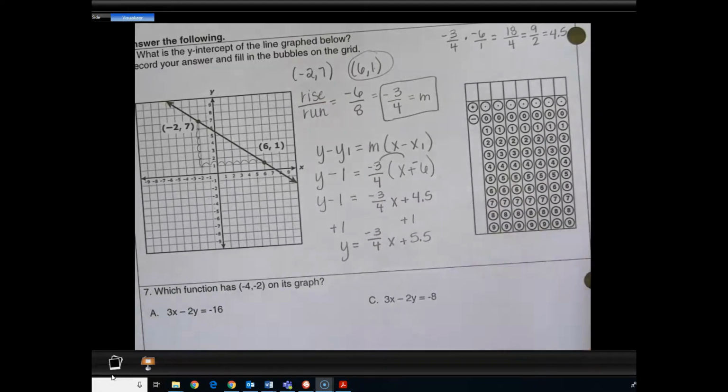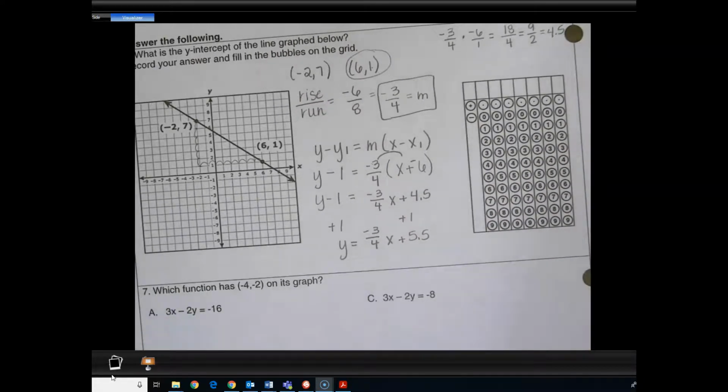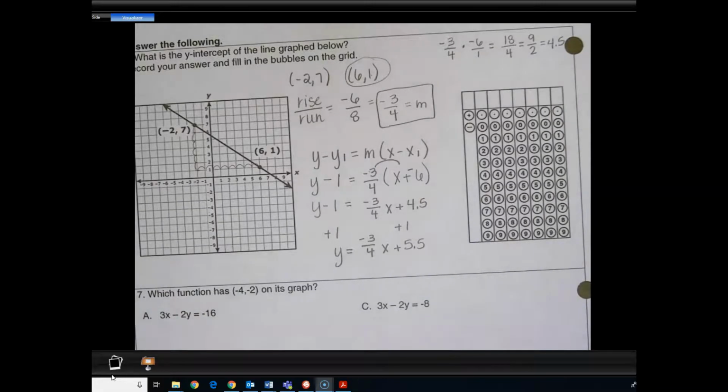Alright, so we get 5.5. This is something we haven't looked at with this class, is that the gridables are different for Algebra 1 than they are for 6th, 7th, and 8th grade math. So let's take a minute to look at this gridable first. Let's look at what we see first.